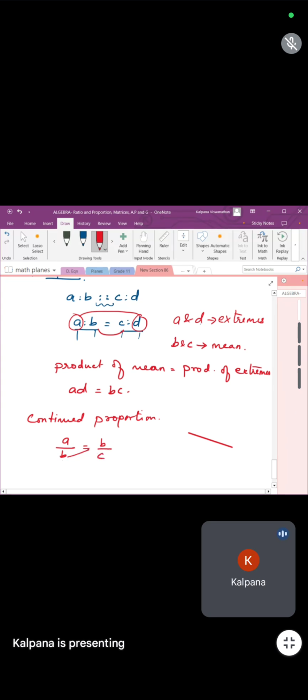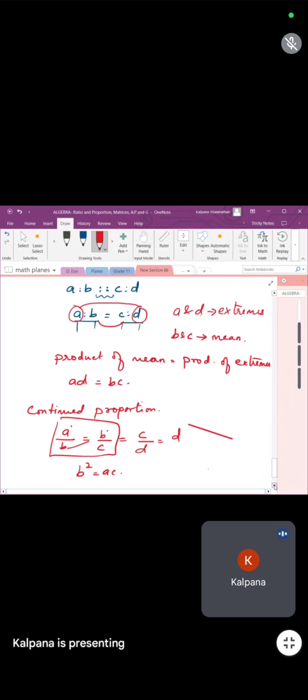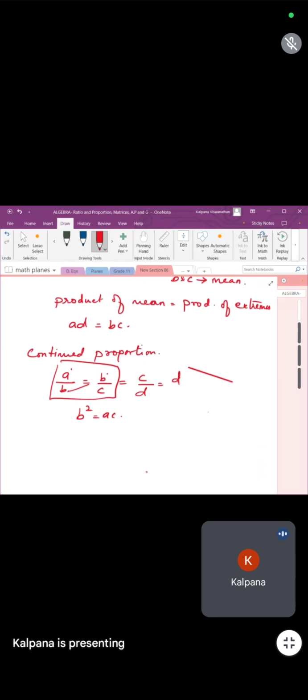This B is continuous, equal to C by D, equal to D by E. So the mean terms are continuous. They are the same. A is the first term, B is the second term, B is again the third term. When we cross multiply, we automatically get B square is equal to AC. So this is the rule for continued proportion.